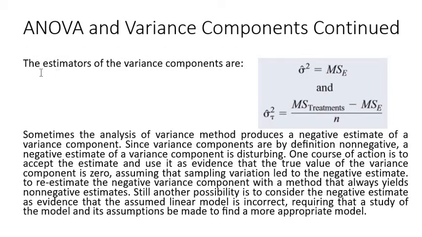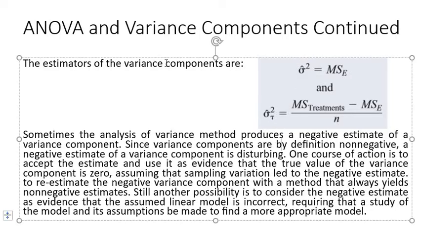So these are the formulas for the estimators of variance components. As you notice, they have a hat. When you observe a symbol with hat above it, it means it is an estimate, an estimator. So sigma hat squared is equal to the mean squared error, and sigma hat squared sub t is equal to the mean squared treatments minus the mean squared error all over the number of samples n.